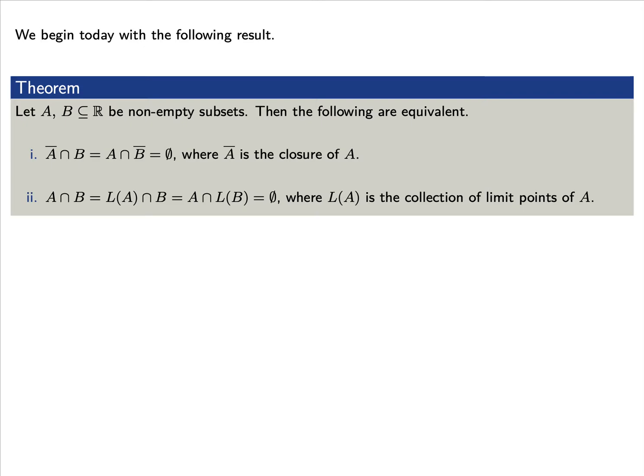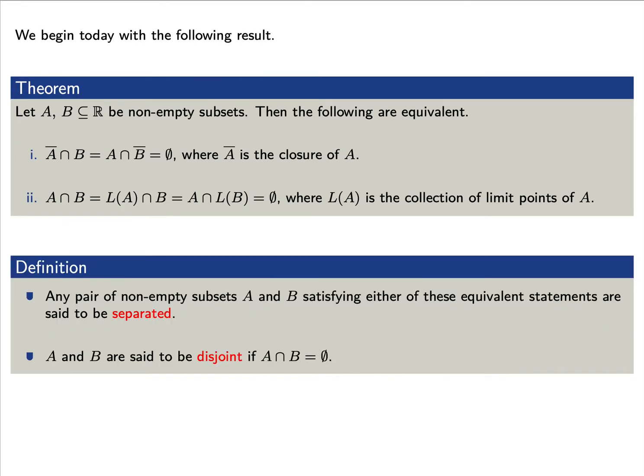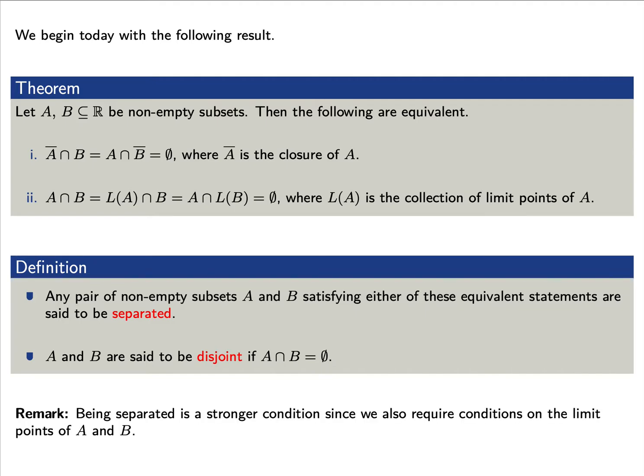Second, the intersection of A and B is the empty set, the intersection of the limit points of A and B is the empty set, and the intersection of A with the limit points of B is the empty set. Any pair of non-empty subsets A and B satisfying either of these two equivalent statements are said to be separated. A and B are said to be disjoint if A intersect B is the empty set. We mention this to say that being separated is a stronger condition than being disjoint, since we also require conditions on the limit points of A and B.